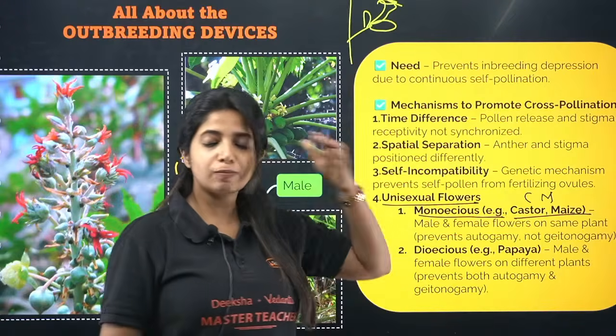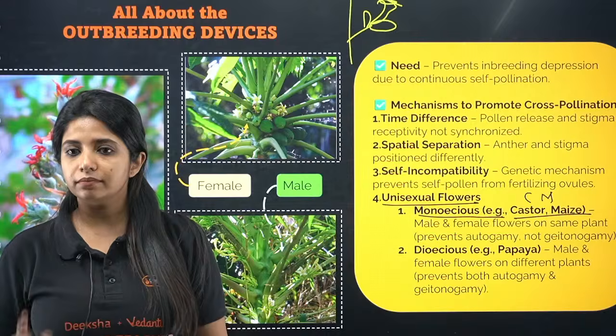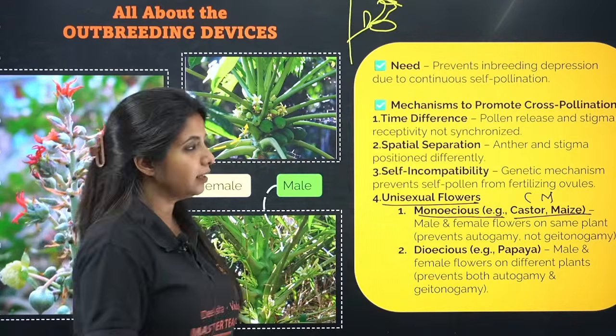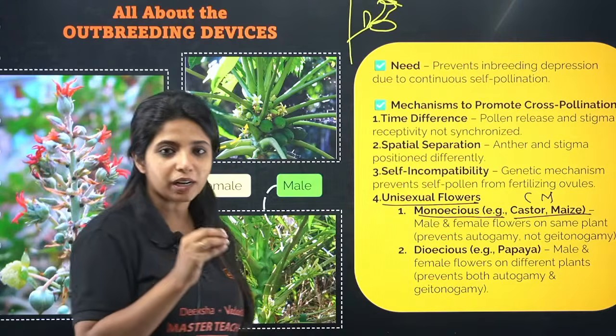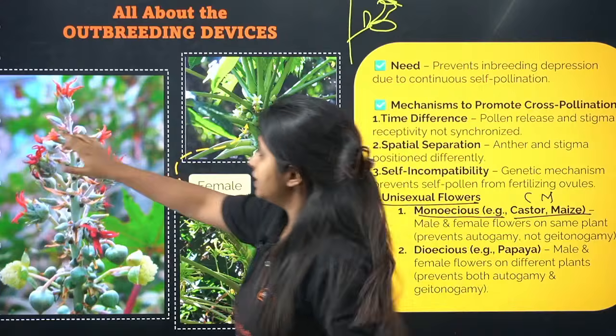In the case of dioecious plants such as papaya, autogamy and geitonogamy, both of them can be prevented. Okay, and xenogamy will definitely happen. Cool? So this part of the story is also complete. This is what you mean by outbreeding devices. Done.